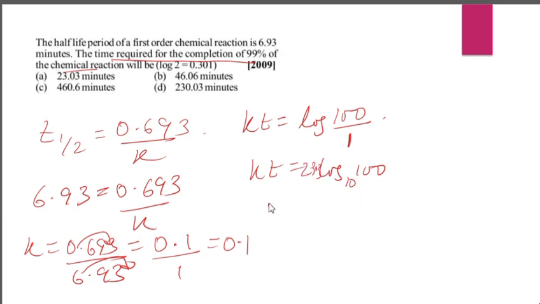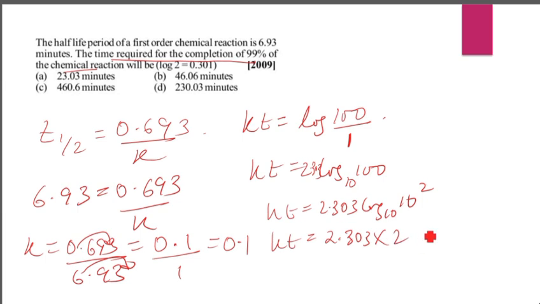Why am I using 10? See, because if we don't use 10, then we cannot write log 10 squared. Okay, so kt equals 2.303 into 2 into 1, and k is 0.1, so 0.1 t equals 4.606. So t will be equal to 46.06 minutes.